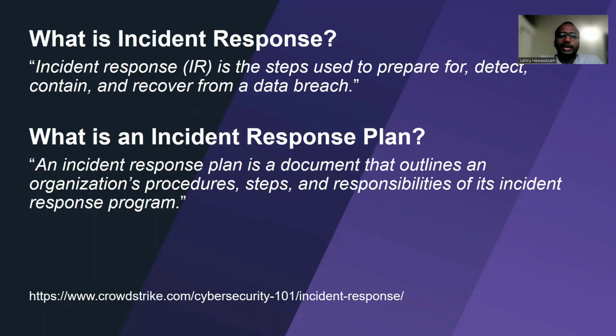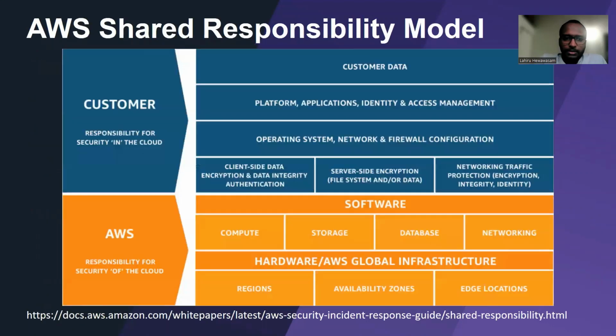To do this, we would need an incident response plan. An incident response plan basically documents the organization's procedures, steps, and responsibilities amongst its employees and stakeholders so that they are ready to act when an incident happens. Now, you must be wondering why we're talking about incident response when we're moving to the cloud, right? Because we've had an idea that when we're moving to AWS, AWS will take care of all our resources, all the security and all that, but it's not completely true.